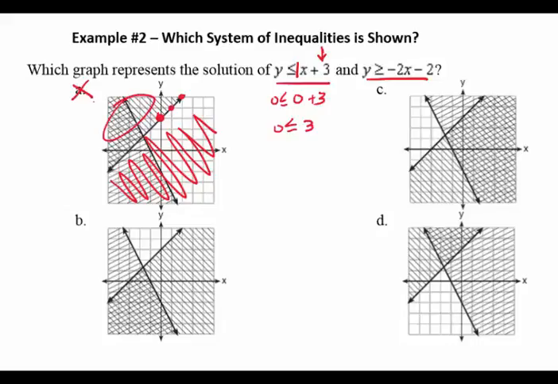So A is out. Another one that could be eliminated is also D, because you can see the line looks like it's graphed correctly, however shaded on the wrong side. So that is out. So the next thing we need to do is look at the second inequality.